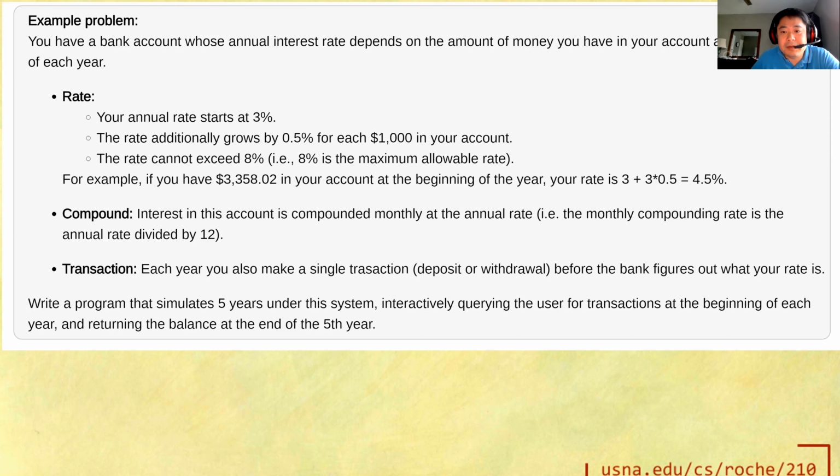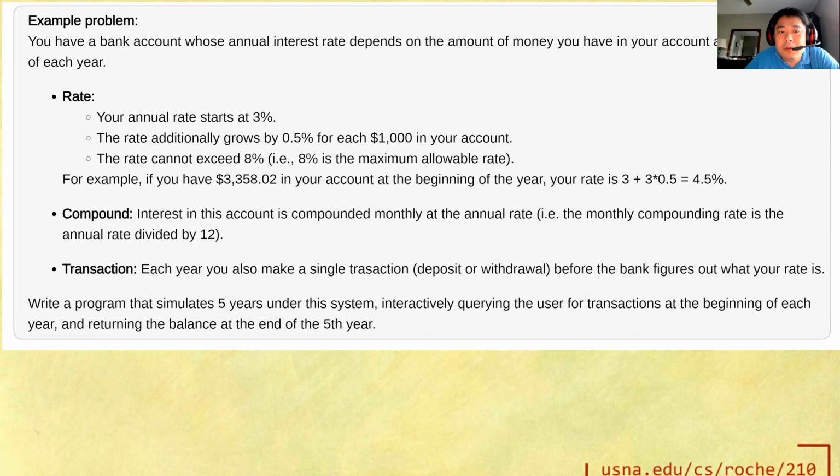And a transaction is basically a deposit or withdrawal. So that means you have to prompt the terminal and get the input from the terminal, whether it's a deposit or not, and then the amount. And then based on that, you do the transaction, so modify the balance. Okay? So at least you've got good function names: rate, compound, and transaction. Okay, what would be the input? Let's first think about the rate. What would be the input?